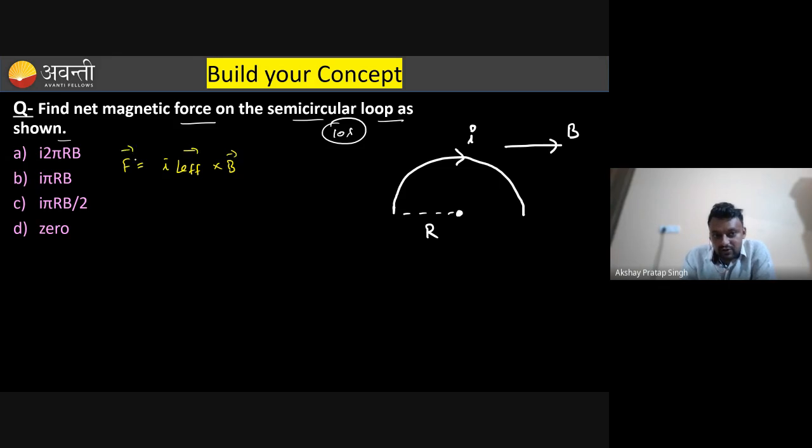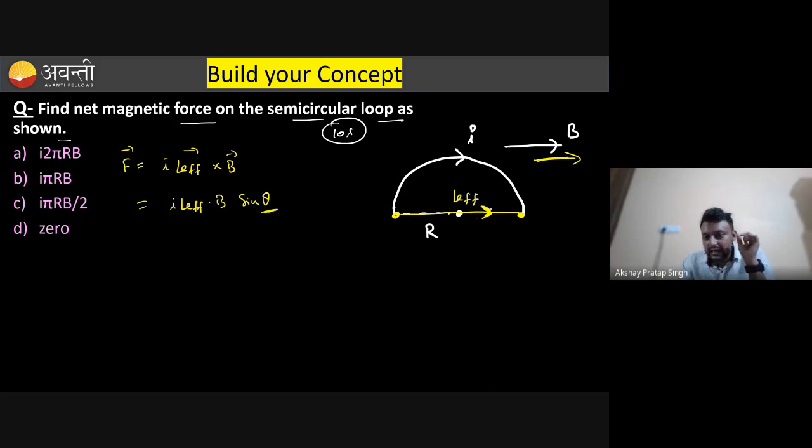Now try to understand the situation first. Can you see that L effective is from the initial point to the final point? Is this clear? So this is our L effective, and this is its direction. Say yes or no. Now, if this is our L effective and this is our magnetic field, which is in the same direction, what is the angle between them? If you open this, it becomes I L effective into B into sine theta.